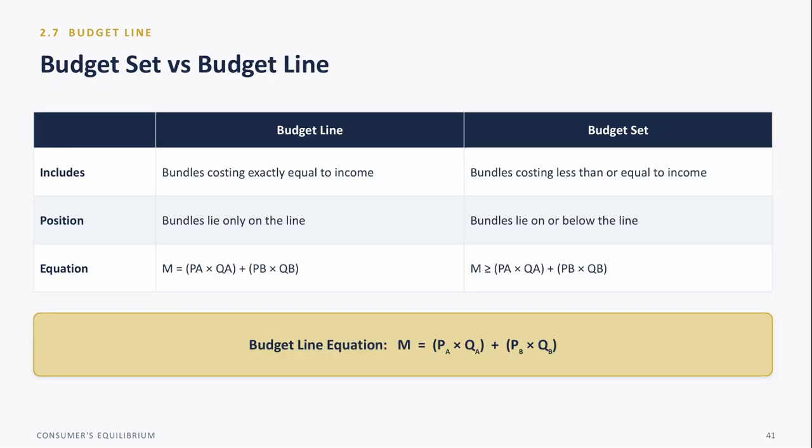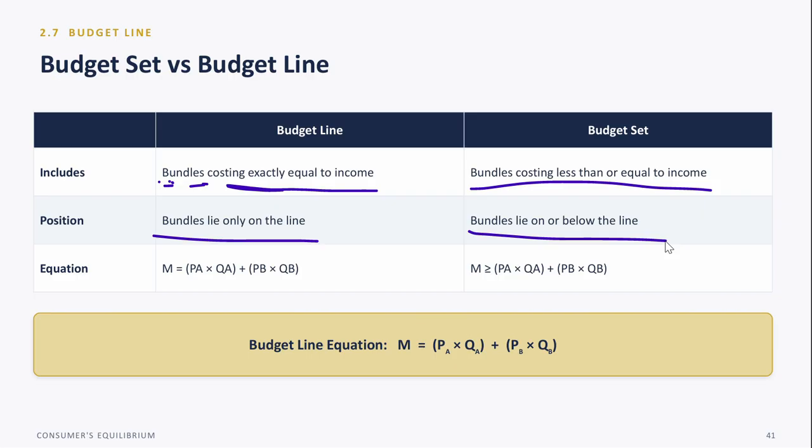Alright, now let us see the difference between a budget set and a budget line. So the budget line basically includes bundles costing exactly equal to income. Okay, and the budget set includes bundles costing less than or equal to income. So bundles lie only on the line for the budget line, and bundles lie on or below the budget line for the budget set.